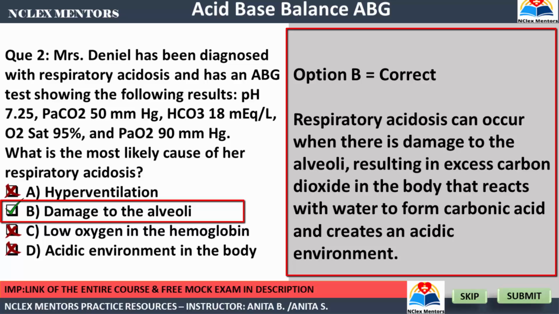The normal range for partial pressure of oxygen is 80 to 100 millimeters of mercury, and the patient's partial pressure of oxygen level of 90 millimeters of mercury is within this range, indicating that their oxygen saturation is normal. Therefore, the most likely cause of the patient's respiratory acidosis is damage to the alveoli, which is preventing them from effectively exhaling carbon dioxide. I hope you solved this one correctly. Let's solve the next question.